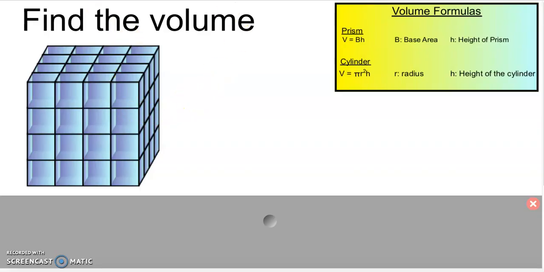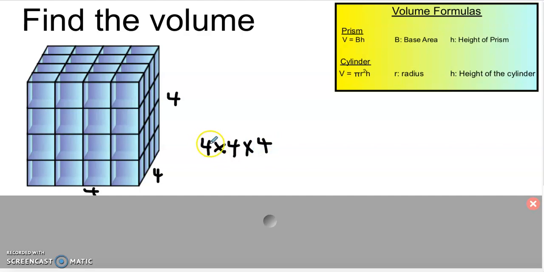So let's take a look at an example here. So here I've got a hexahedron or a cube or a prism. And what I want to do is calculate the area of the base. So the base is going to be 4 by 4. So it's 4 units here, and it's 4 units here, and then the height is 4 units. So it's going to be 4 times 4 times 4.